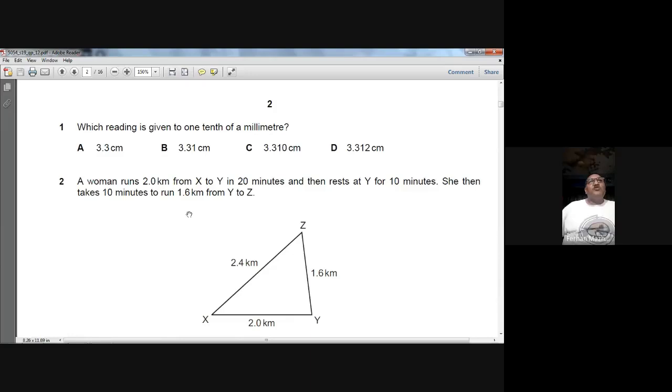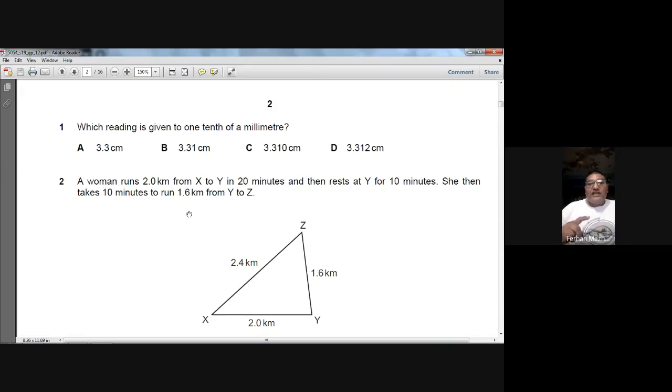The question on your screen is, which reading is given to 1/10 of a millimeter? This is the question, but the options given are in centimeter. So 1/10 of a millimeter means, in centimeter, 1 centimeter is equal to 10 millimeters. So 1/10 of a millimeter will be 1/100th of a centimeter.